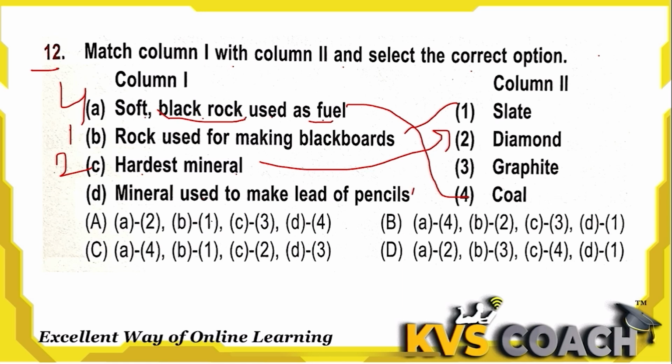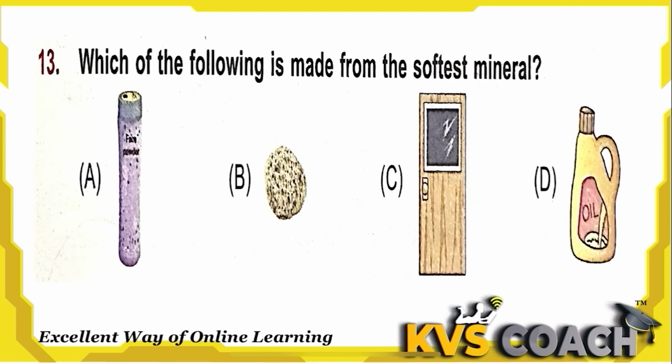The mineral used to make the lead of a pencil is graphite. We all know that our pencil is made from graphite. D is three. So A4, B1, C2, D3. Option C is the right answer.